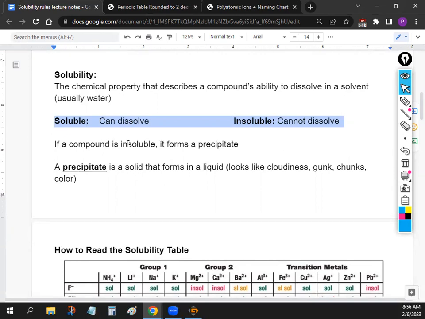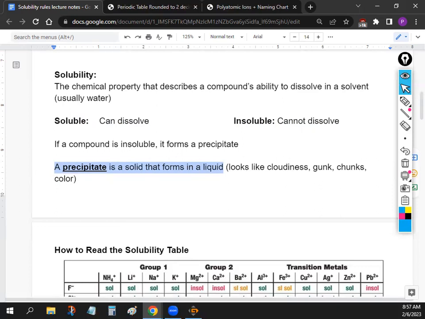All right, and so if a chemical is insoluble, it forms something called a precipitate, okay? And a precipitate is a solid that forms in a liquid, okay? So later on, I think it's next week, we're going to be doing our lab for this unit. And you're basically going to be mixing 2 clear liquids, and you got to predict whether a precipitate forms or not. And a precipitate basically is a solid that forms in a liquid. Okay, you could just write this part down right here. Okay, and so it depends on how much precipitate is formed, but it could look like some kind of cloudiness in your liquid. You could see gunks or chunks, or the color might change dramatically. That's what a precipitate is.